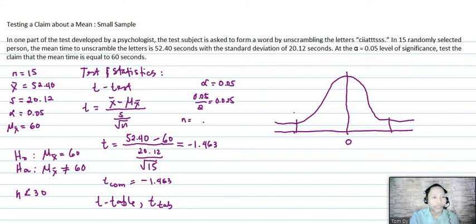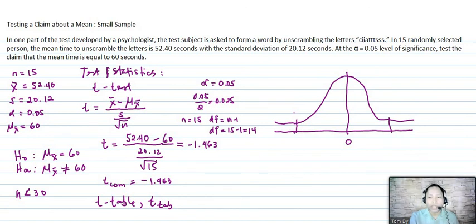N is equivalent to 15. Thus, our degrees of freedom is equivalent to n minus 1. So the degrees of freedom equals 15 minus 1 equals 14. So we have here our degrees of freedom, which is equivalent to 14.